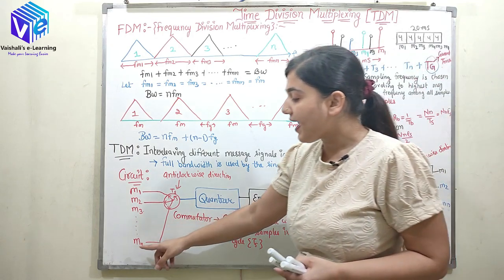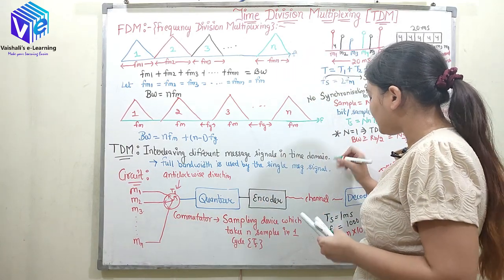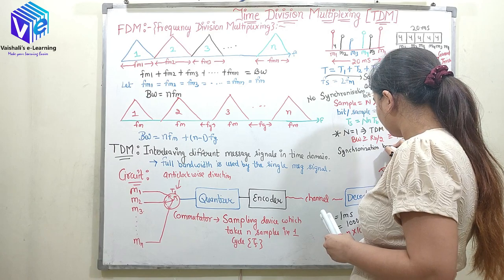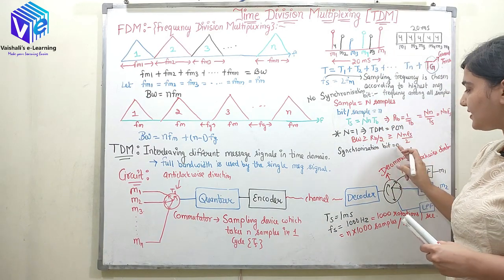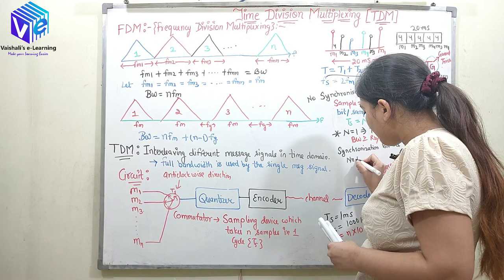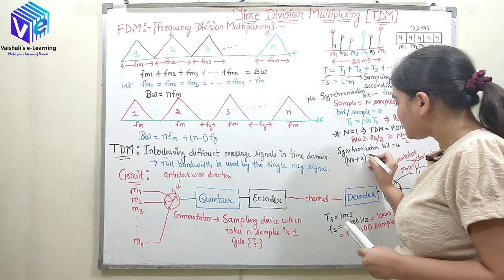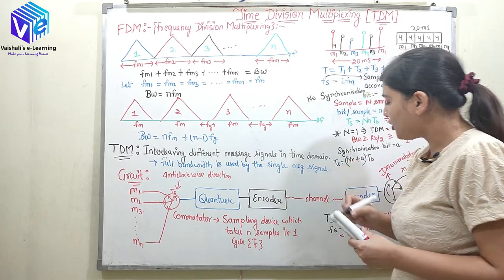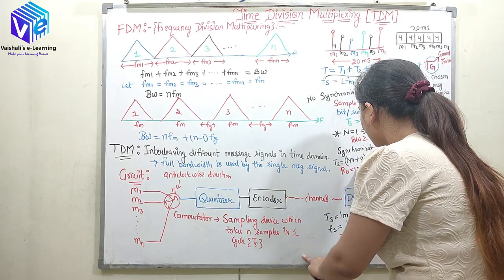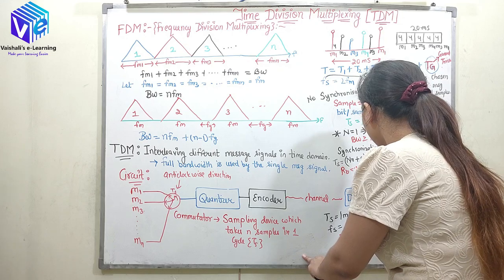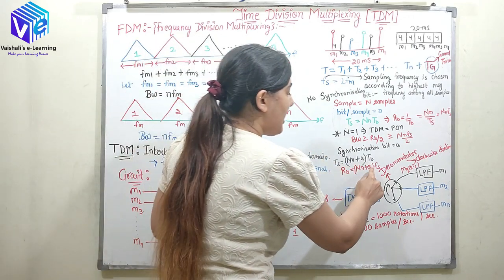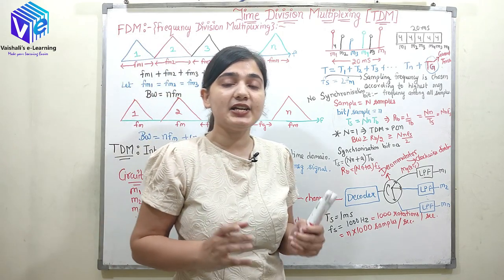Now if I add some more bits, let's take the synchronization bit to be A. So if I have synchronization bit equal to A, the total number of bits would be N n plus A. So this is my total number of bits, into TB will be equal to my TS now. So again my bit rate will change. RB will be equal to N n plus A into FS. Now this is my updated bit rate when I am using synchronization bits.